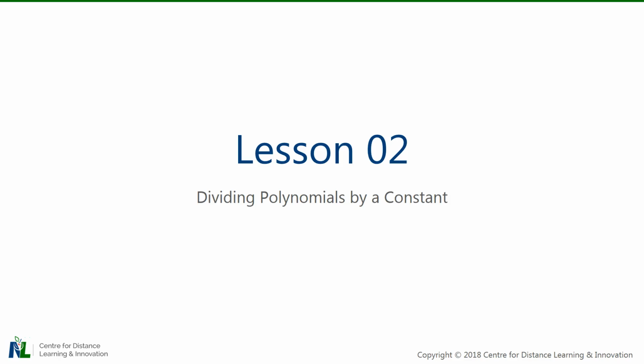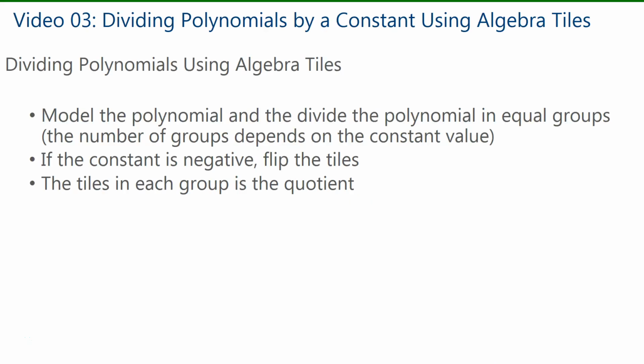Welcome to Lesson 2, where we'll now look at dividing polynomials by a constant. And we'll start by dividing by a constant using algebra tiles. So we will model the polynomial and then divide the polynomial into equal groups. And the number of groups will depend on the constant value that you're dividing by.